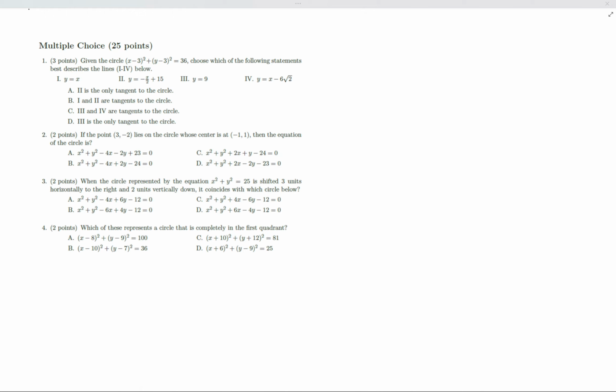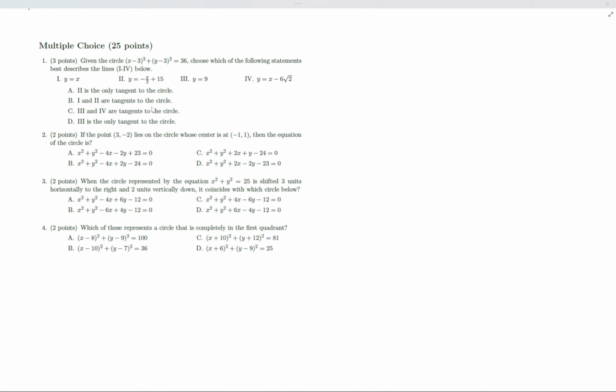Okay, so let me start with exam question number 1. This is a 3-point question. We have the given circle (x - 3)² + (y - 3)² = 36. You're tasked to choose which of the following statements best describes the lines 1 to 4 below.